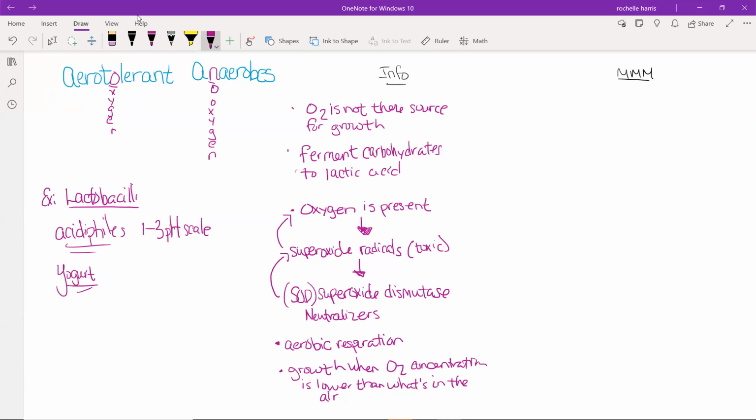And then again, here with the micro mind mapping, we have our microbe, and then just the information stemming from it. Oxygen, we see that there's growth when oxygen is not present. They ferment carbohydrates, so they are fermenters. Fermentation to produce lactic acid.